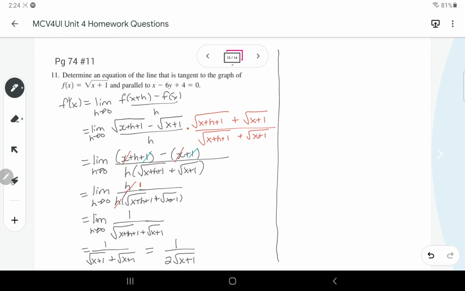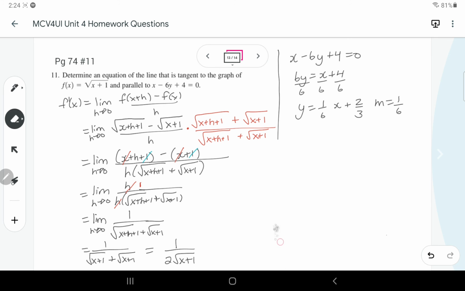Now we want to talk about where the tangent is parallel to the line. So this line that we're given, I want that to be in y equals mx plus b form. So 6y equals x plus 4, and then divide out a 6. So y equals 1/6 x plus 2/3. So the m value here is 1/6.